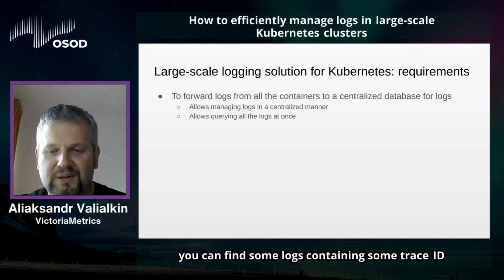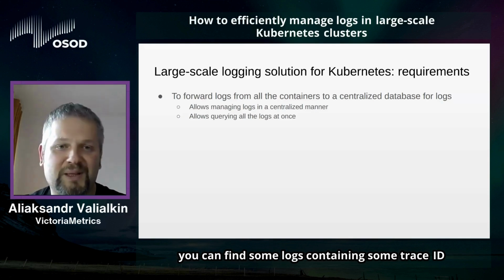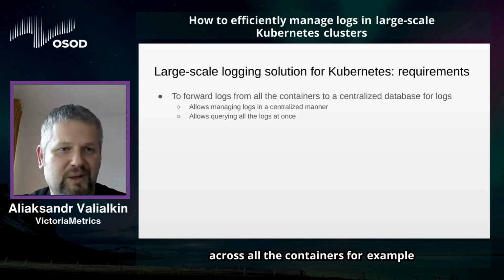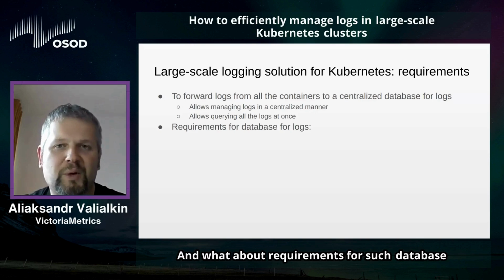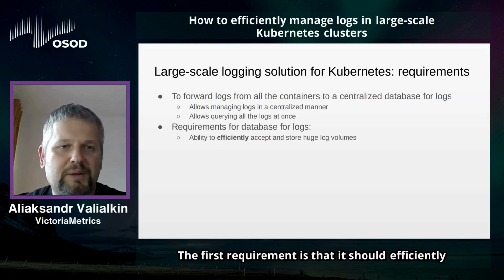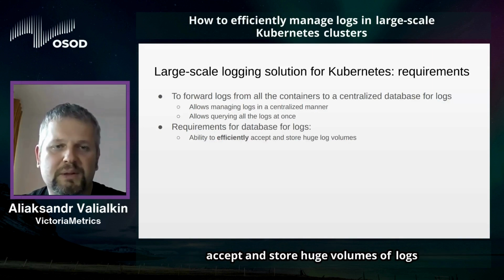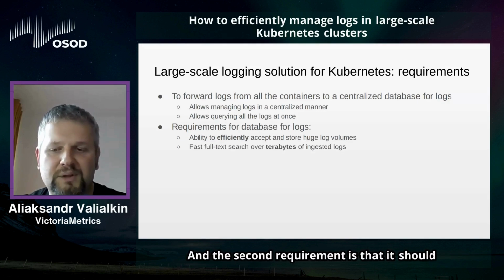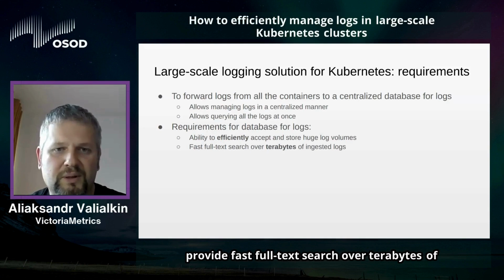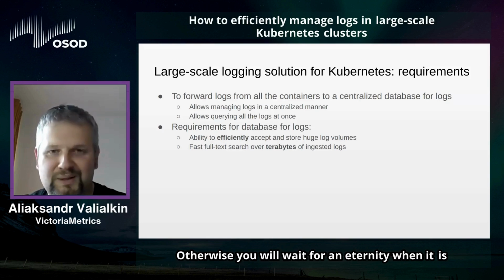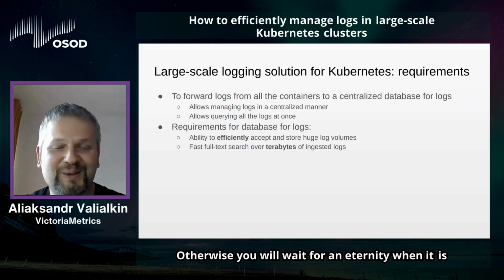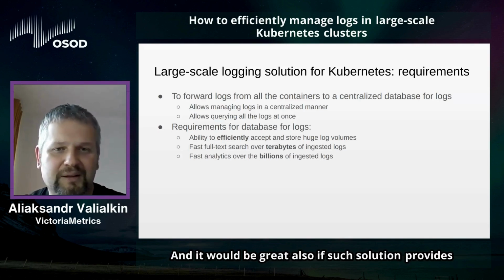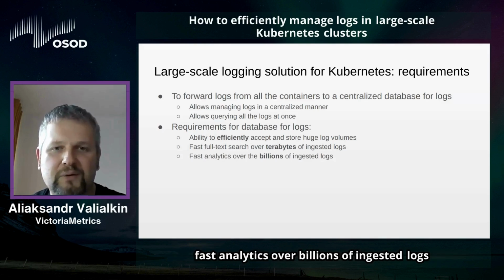So you can find some logs containing some trace ID across all the containers, for example. And what about requirements for such a database? The first requirement is that it should efficiently accept and store huge volumes of logs. And the second requirement is that it should provide fast full text search over terabytes of ingested logs. Otherwise, you will wait for eternity when you're searching for something in logs. And it would be great also if such a solution provides fast analytics over billions of ingested logs.